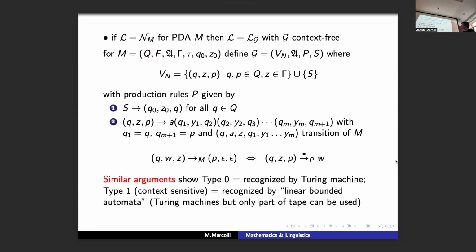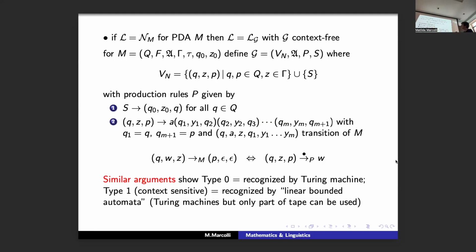And if, on the other hand, let's just focus on the recognition by empty stack, if you have a language that's recognized by a push-down stack automaton by empty stack, then you want to construct a context-free grammar that will generate that language. So what you are given now is the push-down stack automaton, and you want to construct the grammar. And so you want to say what the non-terminals are, what your alphabet of terminals is, and what the production rules are.